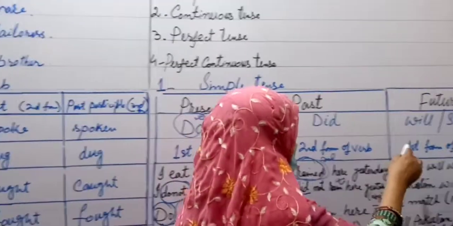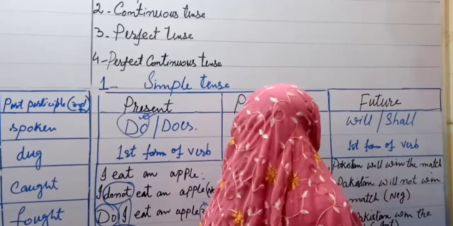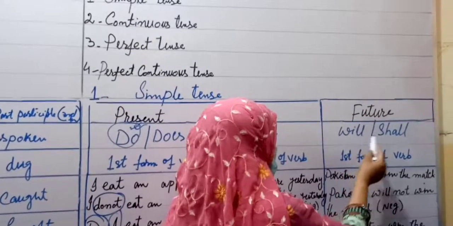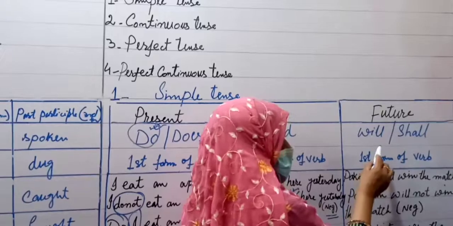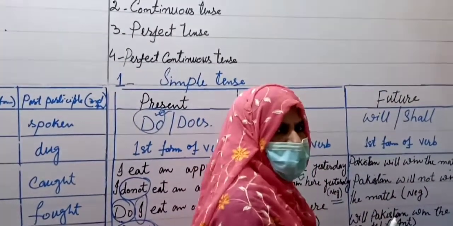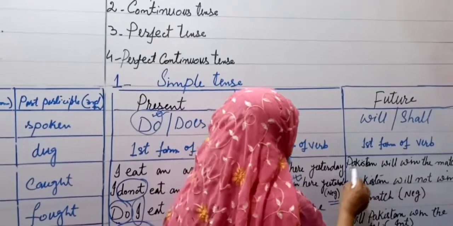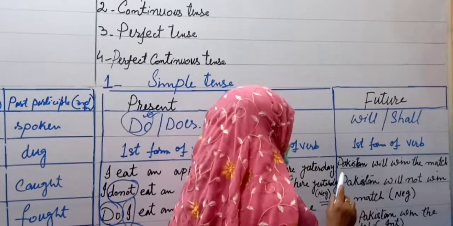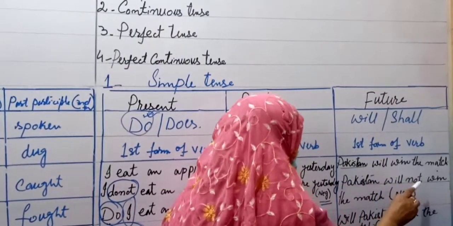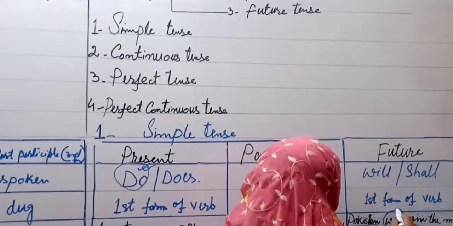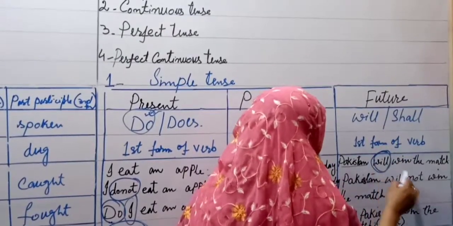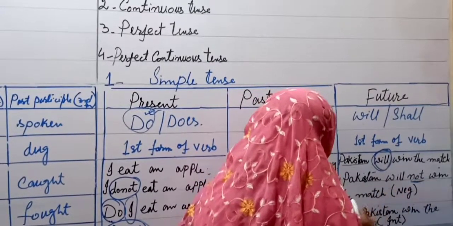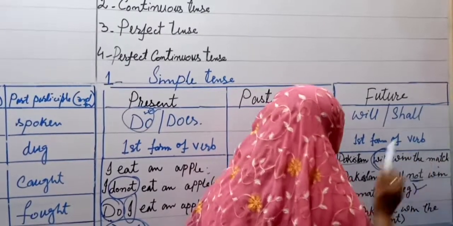Let's move towards the structure for future tense. First of all, you will write subject, then helping verb will or shall, then first form of verb and object. Look at example. Pakistan will win the match. Okay. Now, for making negative, we will add this auxiliary verb or helping word not, as I have mentioned here. Pakistan will not win the match. This is the negative sentence.